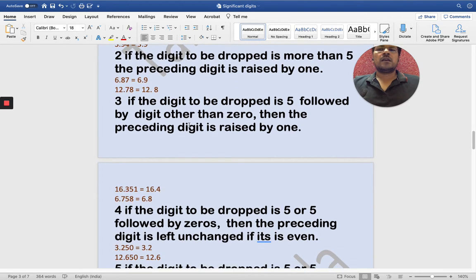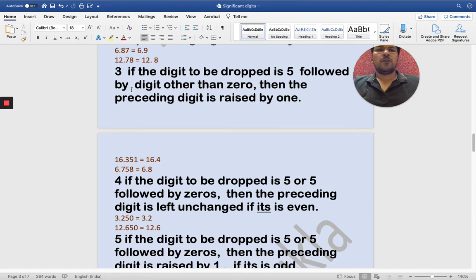Next rule is, if the digit we want to drop is higher than 5, then we add 1 to the previous part. Let's say, as my cursor is showing on your screen, the 7 is more than 5. So we add 1 to the previous part and leave the residual part. So we have 6.87, and that 7 is more than 5. So we drop it off, and then we have 6.9. Next is 12.78, and you are aware that the 8 is more than 5. So we obviously add one more to it, and that is why we reach 12.8.